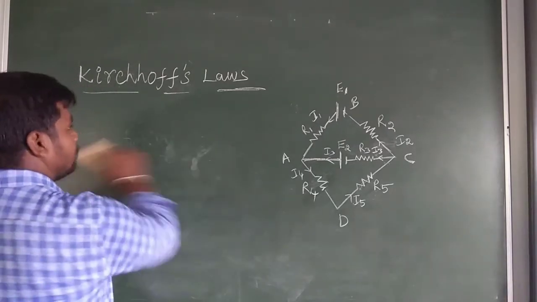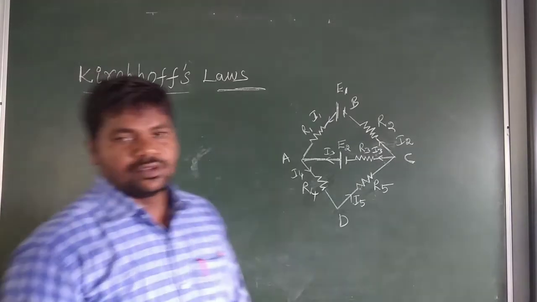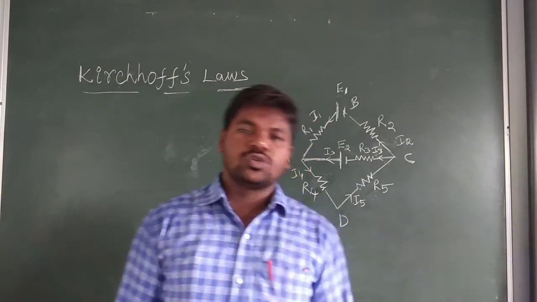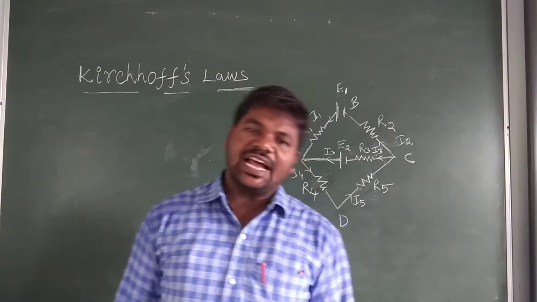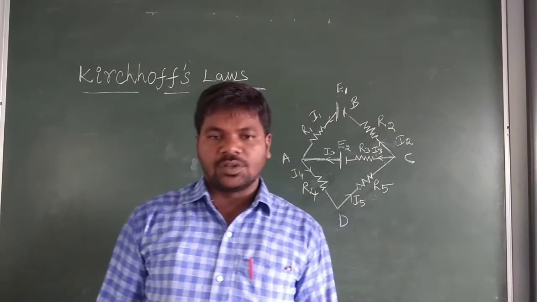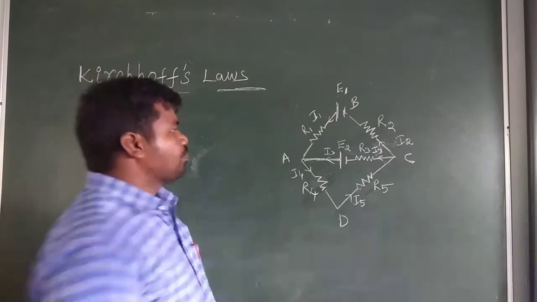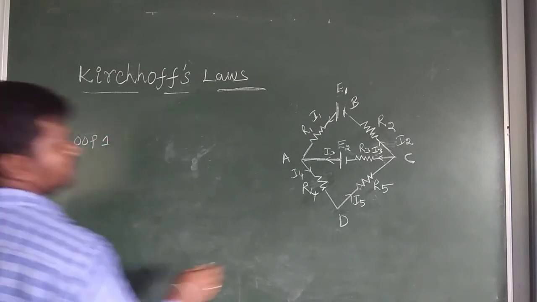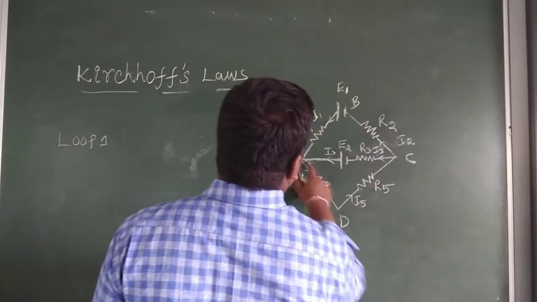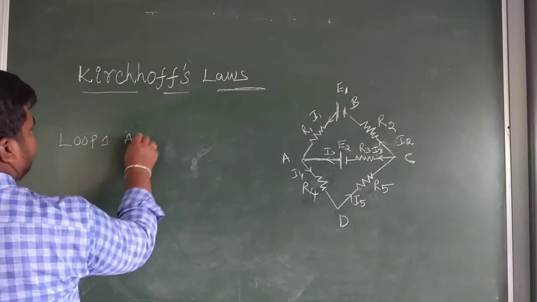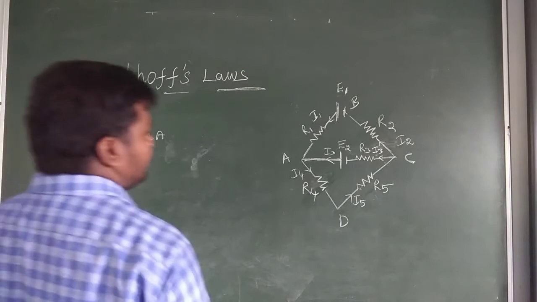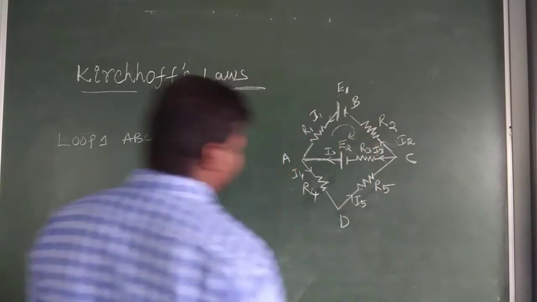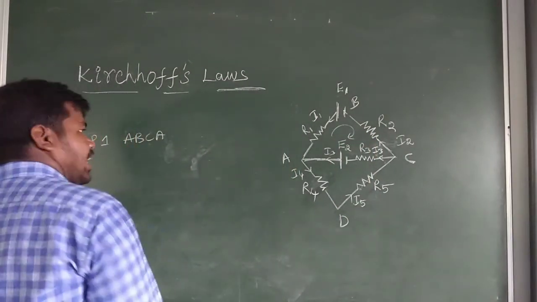Coming to loop rule. Okay, so what is the Kirchhoff loop rule? The algebraic sum of changes in potential around any closed loop involving resistors and cells in the loop is 0. So consider loop 1. Loop 1 means A, B, C, A. Here we can take clockwise direction.